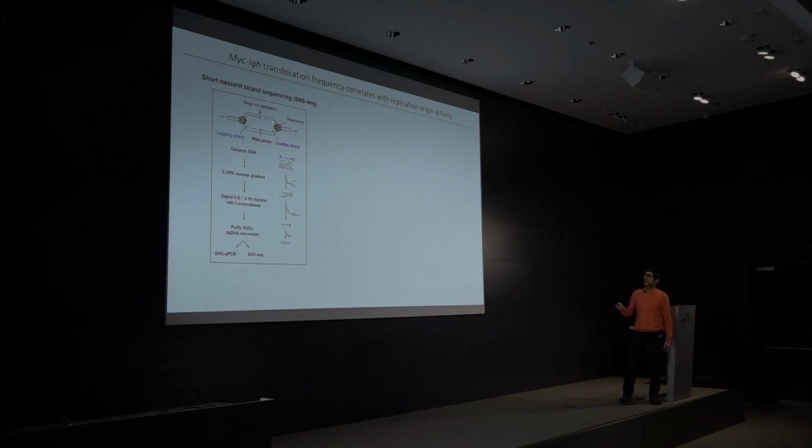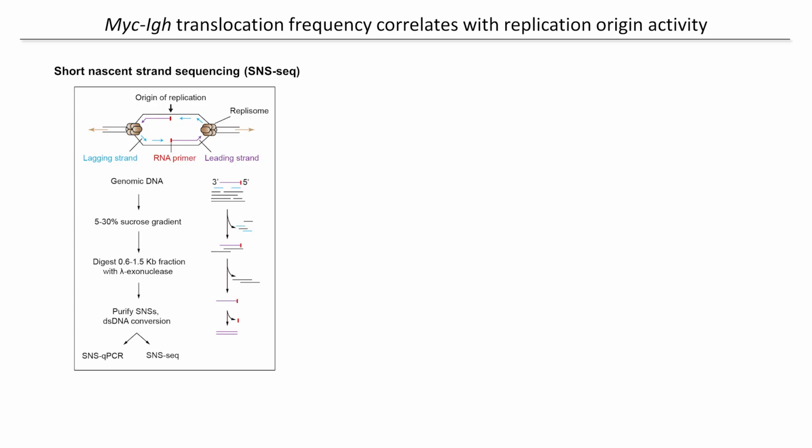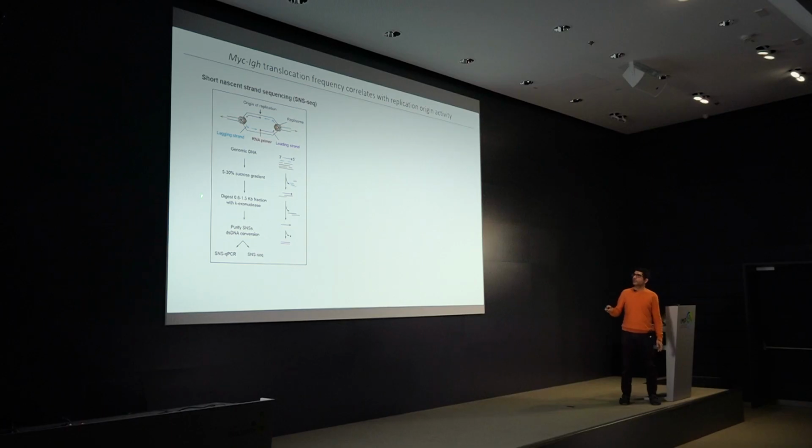And it does so by getting rid of the shorter Okazaki fragments of the lagging strand, and then also makes use of the fact that DNA replication initiates with an RNA primer. And so by using this step of lambda exonuclease digestion, one gets rid of all of the genomic DNA, because lambda exonuclease acts 5' to 3', but it cannot touch the nascent leading strand, because the RNA primer protects it.